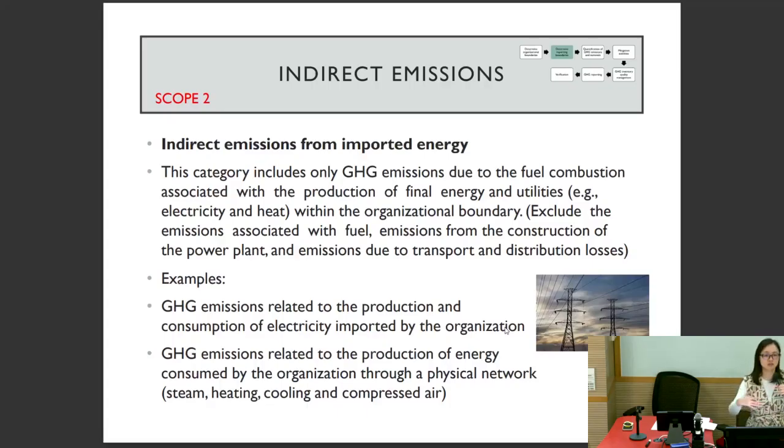So for an ordinary organization, just check the electricity bill. And then using the emission factor by the utility company, you will be able to calculate the scope 2 emissions. Okay, just check the utility bill. Another example, greenhouse gas emissions related to the production of energy consumed by the organization through a physical network. Yeah, like consuming steam, heating, cooling, compressed air.